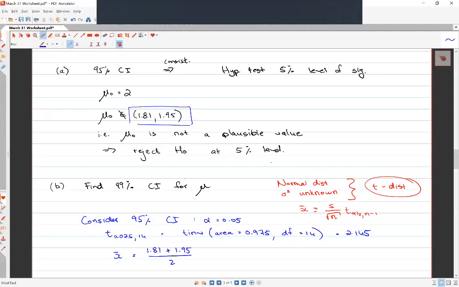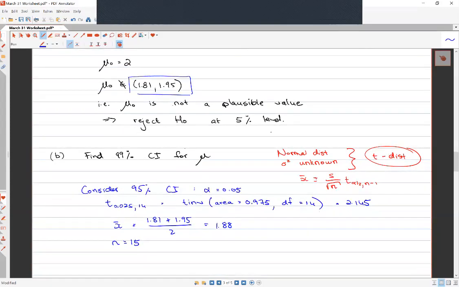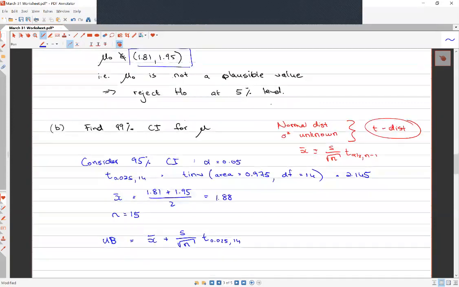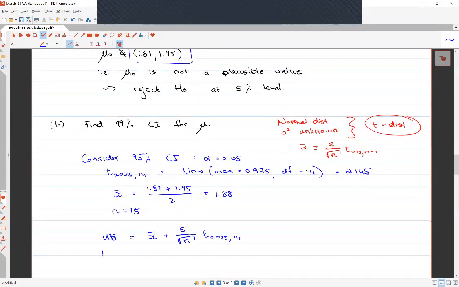Also, because the interval for the mean is symmetric, we know that the sample average is just the midpoint of the confidence interval, which in this case turns out to be 1.88. Of course, we know our sample size is 15, so we can now use the formula for the upper bound, x bar plus s over square root of n, and the appropriate t-value, and we can solve for s. That's the only unknown quantity here.